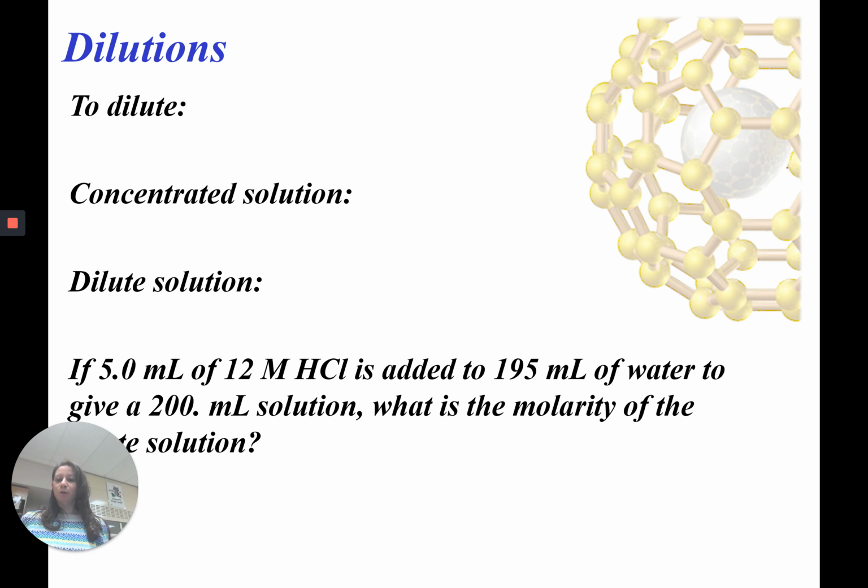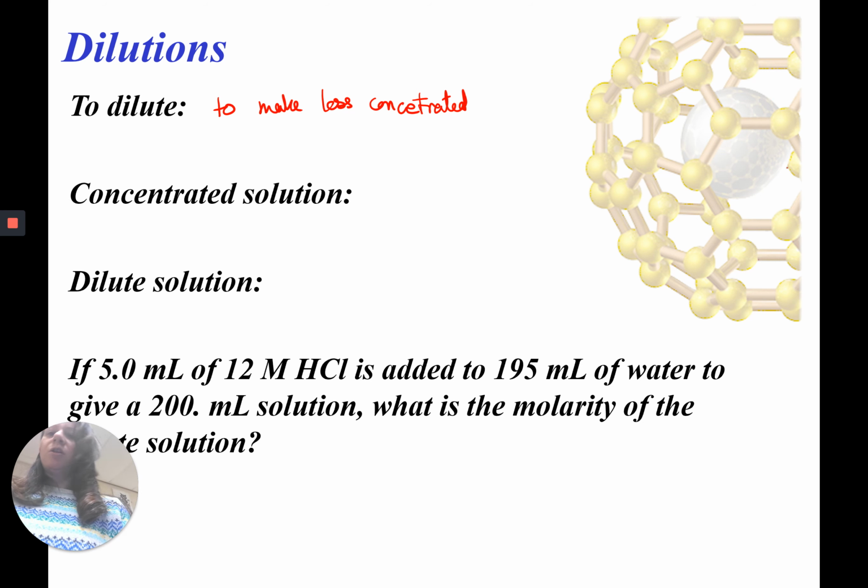So what does it mean to dilute a solution? Well, that means to make it less concentrated. And how do you do that? Usually by adding more of your solvent to it. So a concentrated solution means that it has a relatively high amount of solute, whereas a dilute solution means that it has a relatively small amount of solute in a given solvent. So let's write that down.